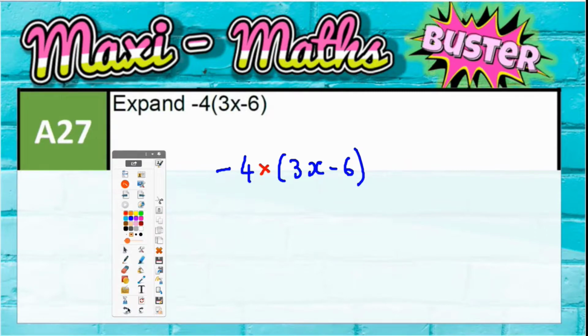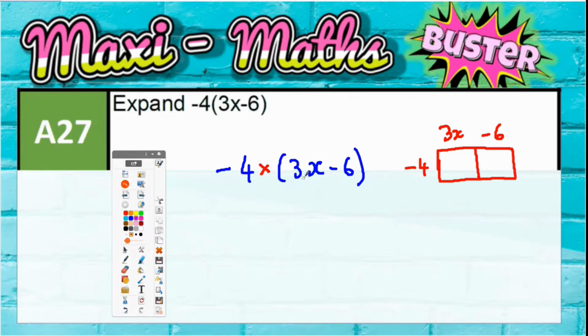Some people like to do that just straight off the bat. Some people like to draw a little multiplication grid, like a times table grid, a bit like this, where you have a grid with the -4 in front of the grid and the 3x minus 6 on top of the grid. It's up to you whether or not you do the grid or not. So we'll do it both ways just to see how you might be able to do it.